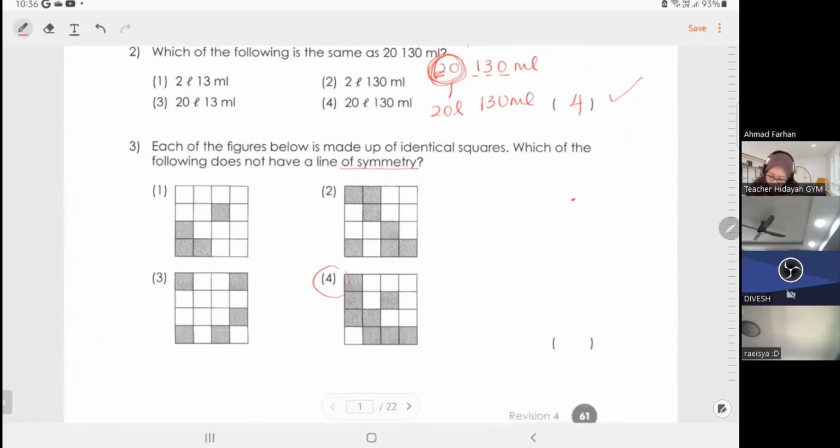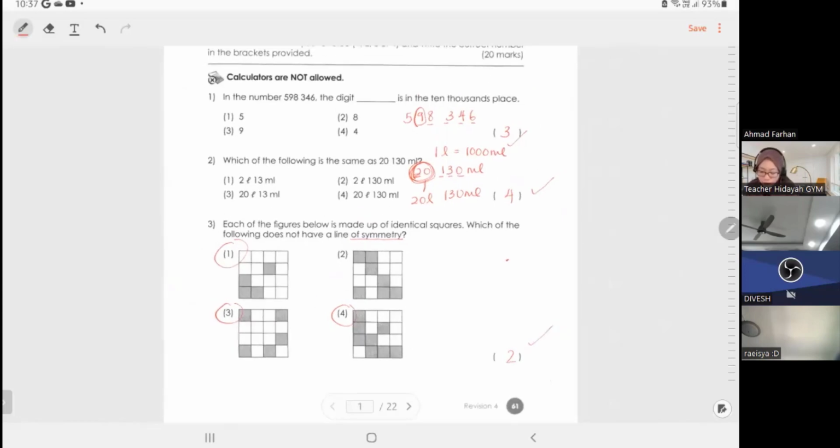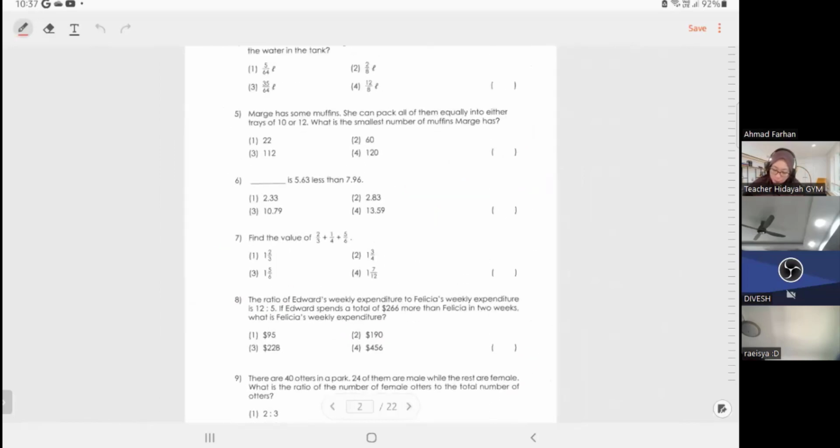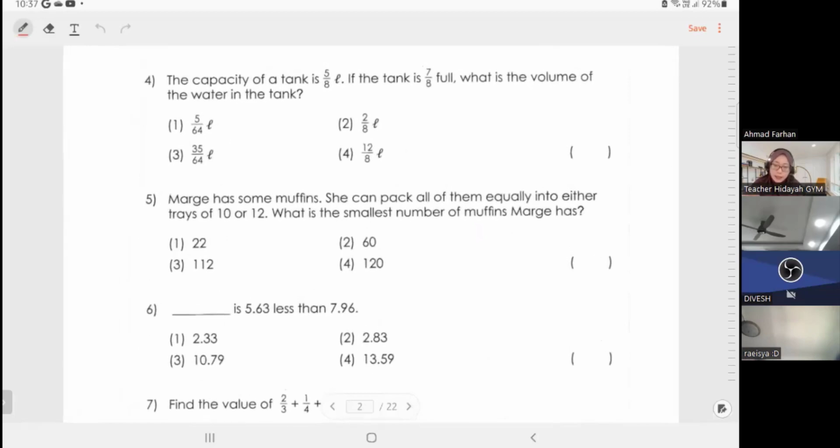Okay, which one does not have? This one has. This one has. This one has. Number 2 doesn't have. Okay, so this is number 2. All right, please mark your work. Number 1 is 3. Number 2 is 4. Number 3 is 2. All right, ready? Next one. We do number 4, 5, 6 first. Go part by part so you can see clearly.